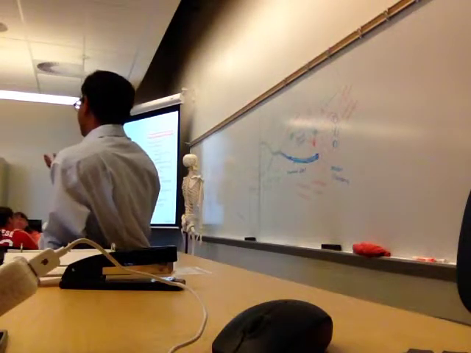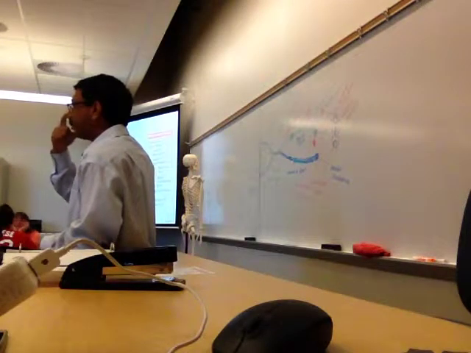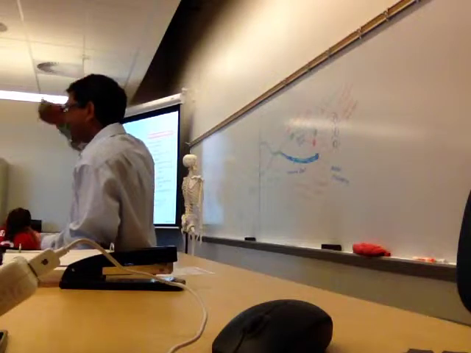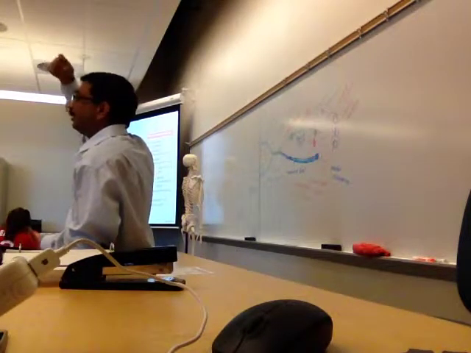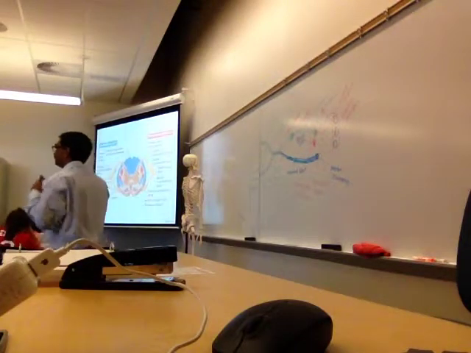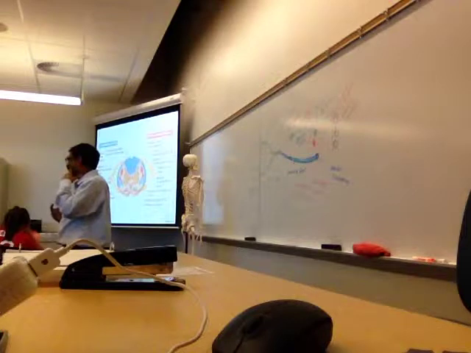If you are hungry, you smell the food, then the smell is sensory or motor? Sensory, very good. So smell will go up to the ascending. Then what will happen when you smell? If you are hungry, salivary secretion will occur, right?